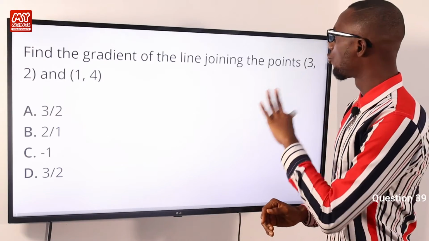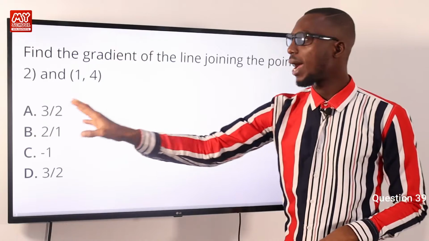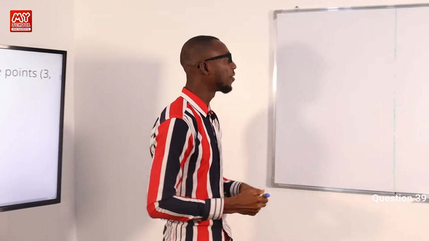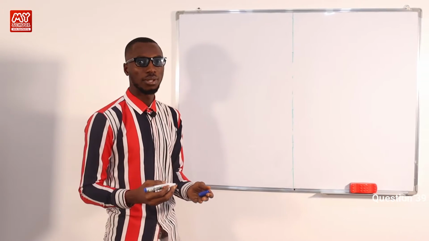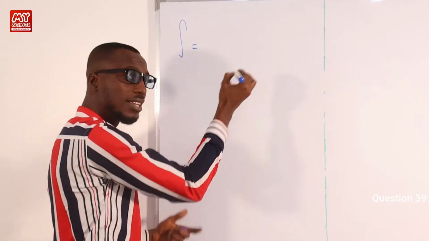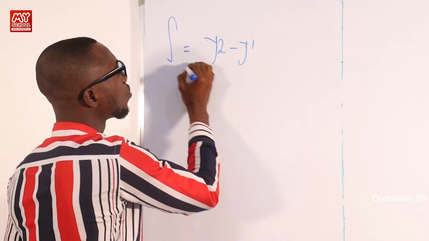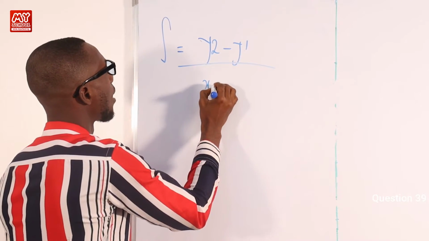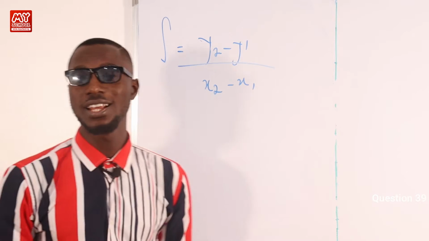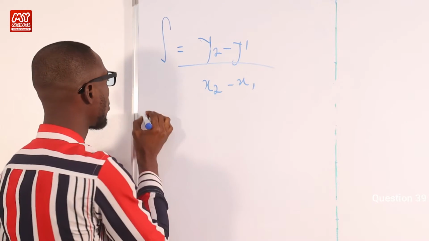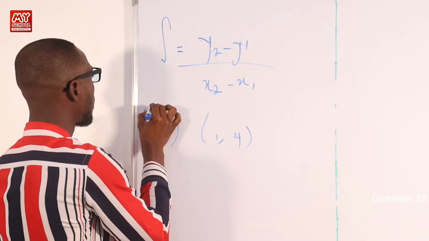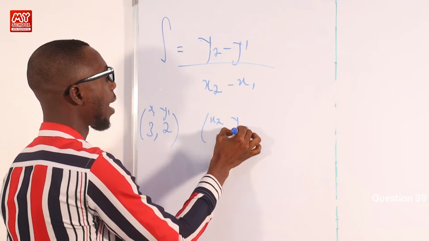Find the gradient of the line joining the point 3, 2 and 1, 4. Remember that gradient, slope, it's a very easy question to tackle. So we'd have the slope, or the gradient, equals y2 minus y1 over x2 minus x1. So let's bring out the points. We have 3 and 2, then 1 and 4. So this is x1, y1, x2, y2.